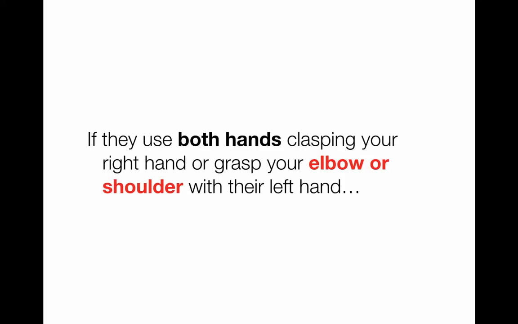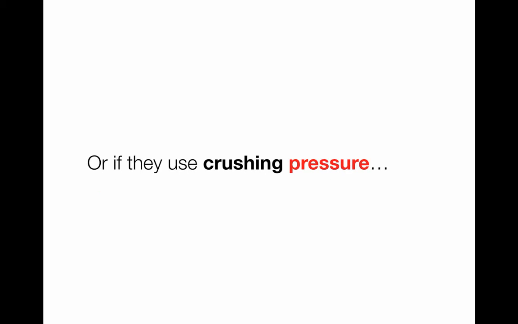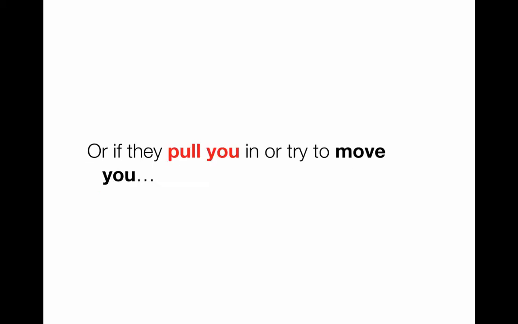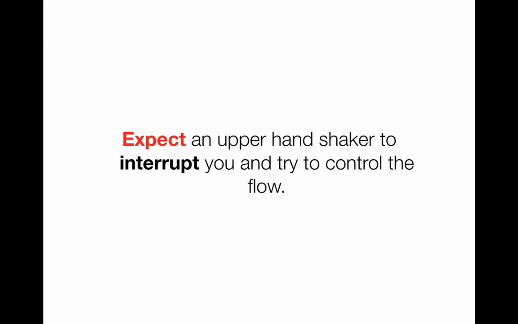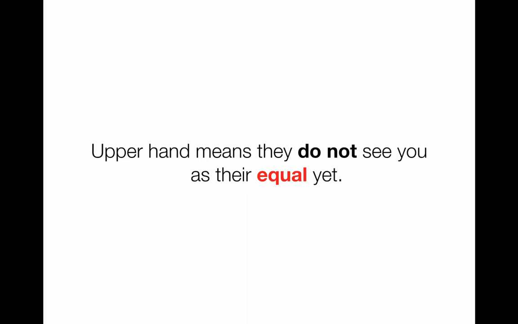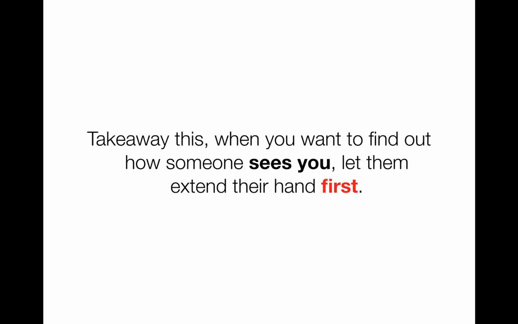If they use both hands clasping your right hand, or grasp your elbow or shoulder with their left hand, or if they use crushing pressure, or if they pull you in or try and move you in any way, or if they step into your personal space, they're assuming dominance and may think they can control you. Expect an upper hand shaker to interrupt you and try and control the flow of your sale. Upper hand means they do not see you as their equal yet.